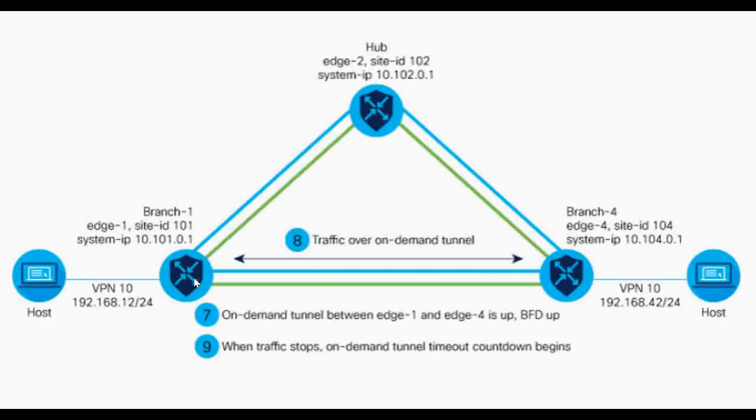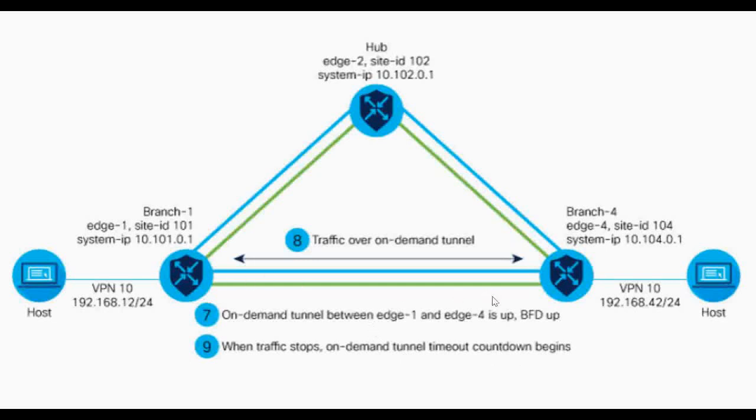So as long as traffic is passing between your edge 1 and edge 4, the dynamic on-demand tunnel will be up, and in this state the traffic going through the on-demand tunnel will be tracked. When there is no traffic passing between your edge 1 and edge 4, an on-demand tunnel timeout countdown begins. By default it is 10 minutes.